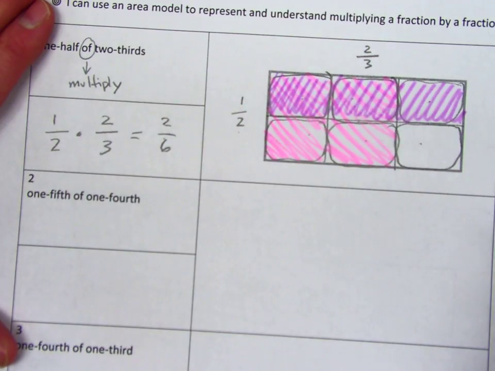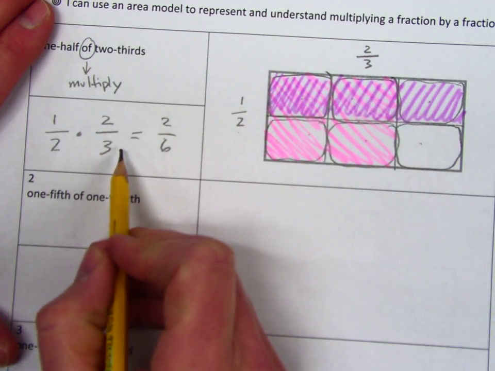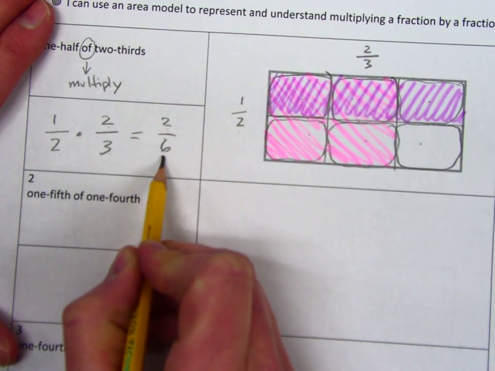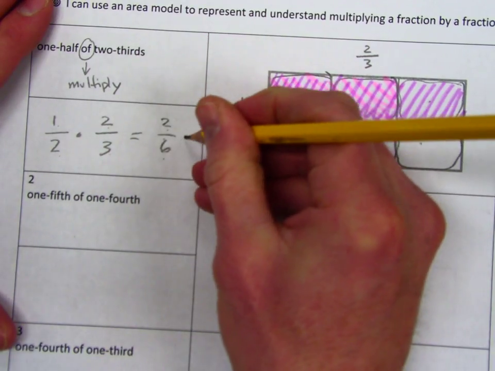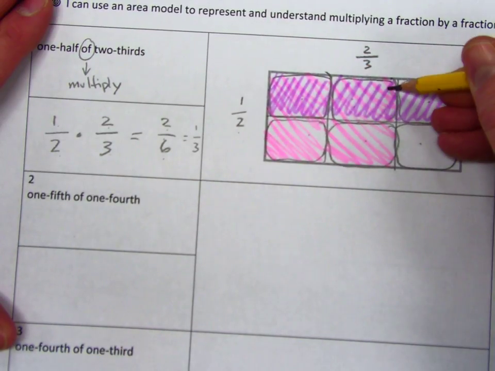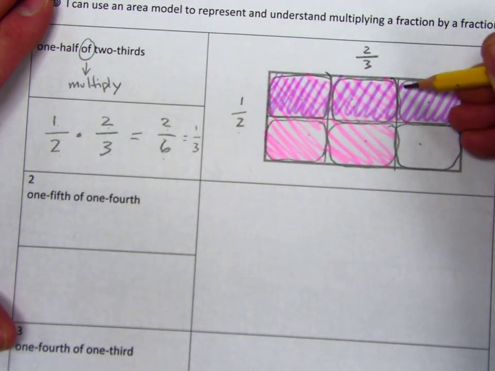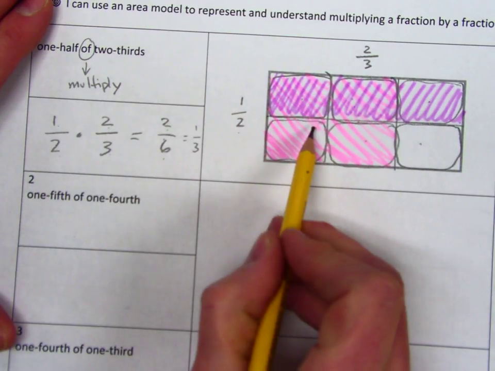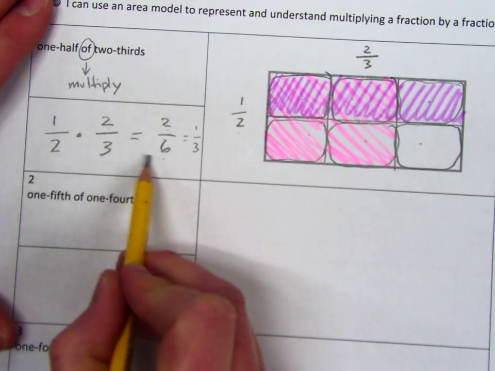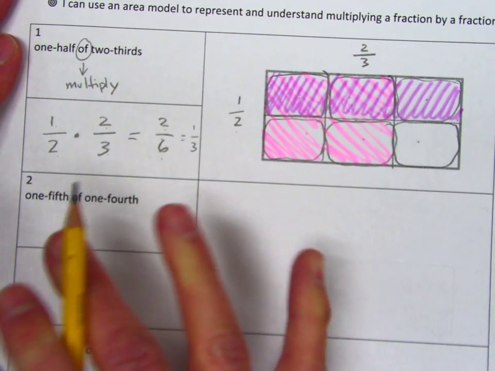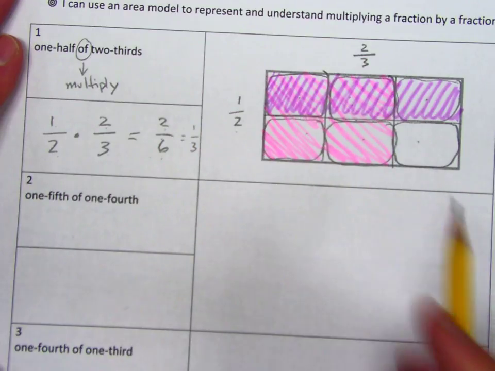Of course, eventually they're going to have to learn that if you multiply 1 times 2 you get 2, and 2 times 3 you get 6, and so the answer is 2/6, which can also be reduced to 1/3 because this space here would be equal to this space and equal to this space here. So that's how this model represents the traditional algorithm as well, and once the problems get a little hairier, it's still going to hold true.